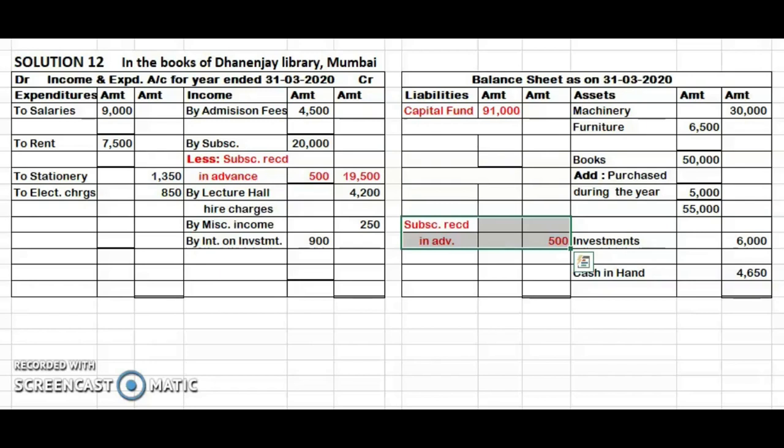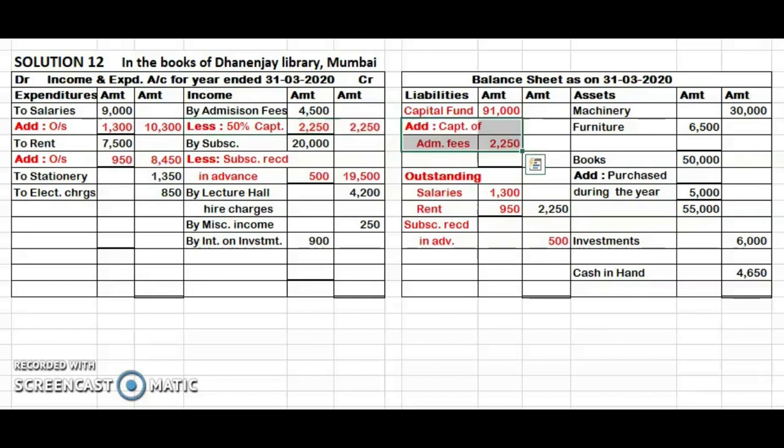Then outstanding salaries, rupees 1,300, add in salaries. Outstanding rent, rupees 950, add in rent. And the second effect, liability side of balance sheet, outstanding salaries and rent. 50% of admission fees should be capitalized. So we deduct 50% of the admission fees on the income side of income and expenditure account and add it in the capital fund as admission fees capitalized.